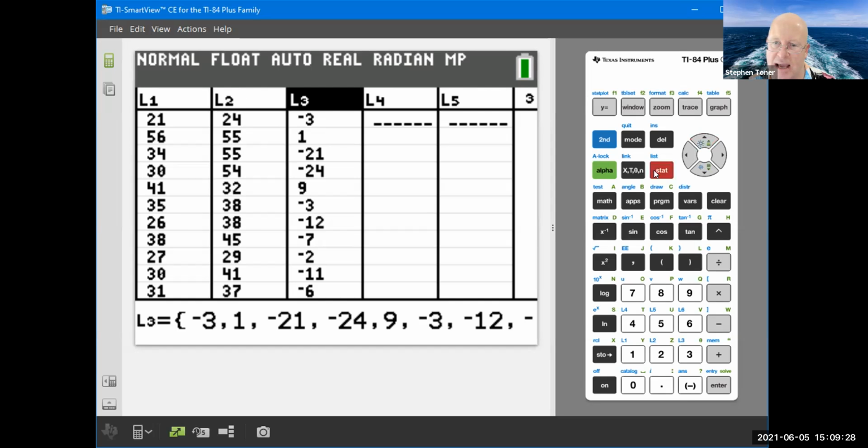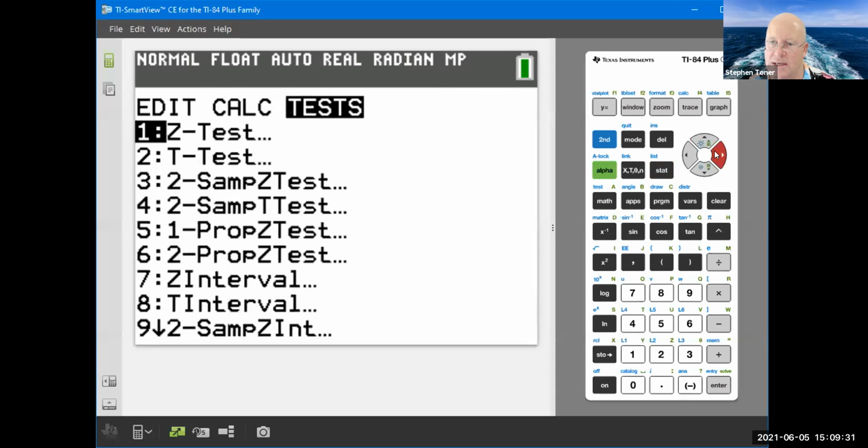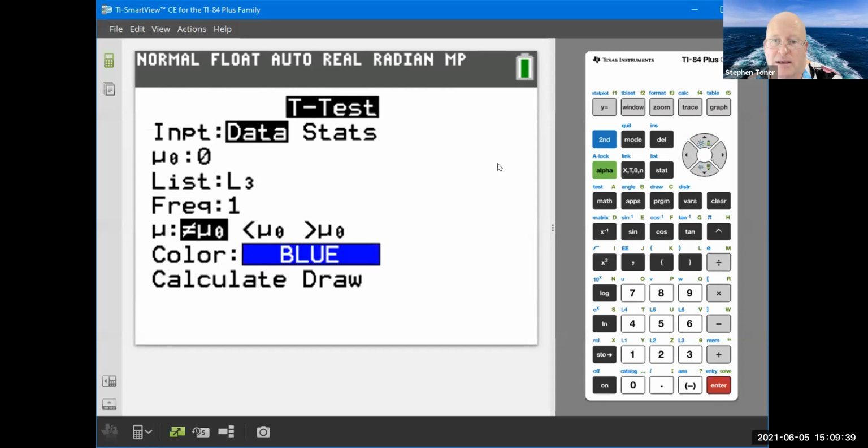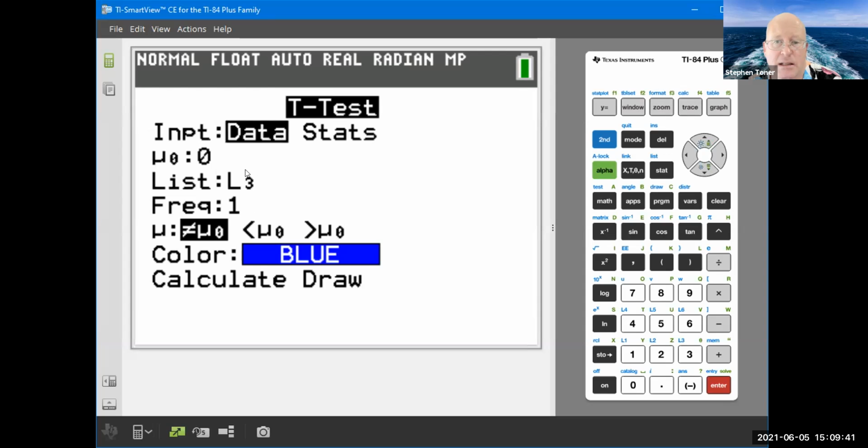So I'm going to hit my stat button. I'm going to go over to tests. I'm going to go down to t-test. Now my calculator doesn't know we're doing a paired t-test. It just thinks we're doing a t-test. But because I tell it list 3, my differences being in list 3 is what makes this a paired t-test. Notice how I use mu sub 0 equals 0. That is a requirement here for the paired t-test.